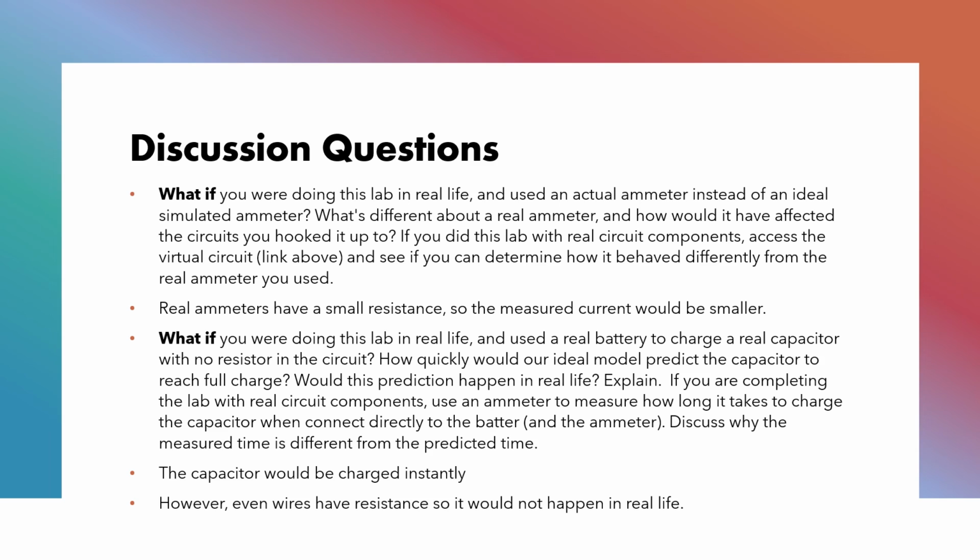If this lab was done in real life and an actual ammeter was used, the real ammeter will have a small resistance, so the measured current will be smaller. And if the lab was done in real life with a real battery to charge a real capacitor with no resistor in the circuit, ideally it will be charged instantly. However, it would not happen because even wires have resistance.